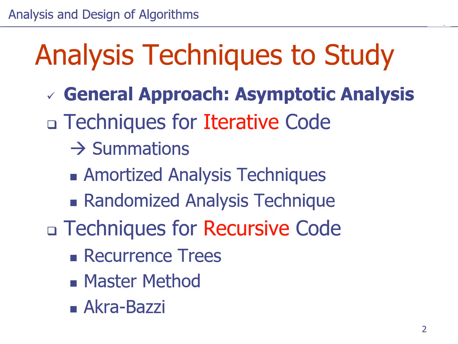The first group is concerned with iterative code or iterative algorithms. So here there is no recursion. The code is just a listing of for loops, while loops, do statements, if statements nested all together. And we will see three techniques: summations, amortized analysis, and randomized analysis. And then later on, we're going to see three more techniques for covering recursive code.